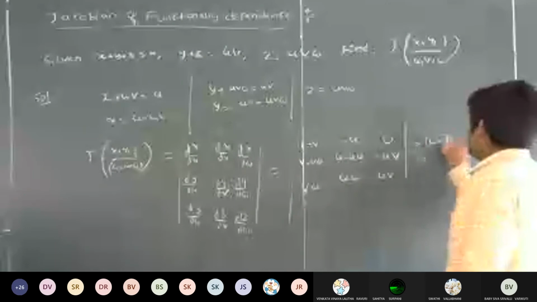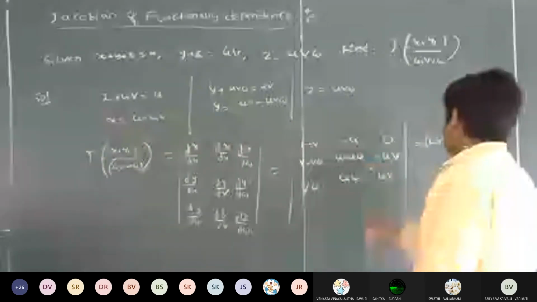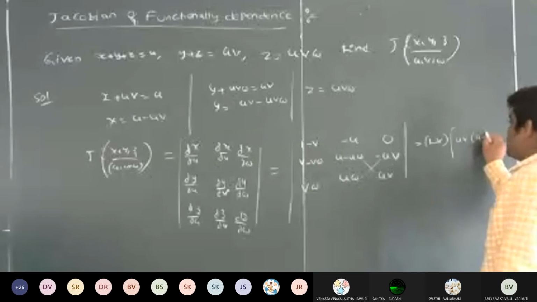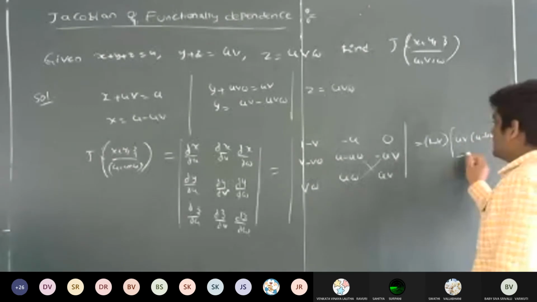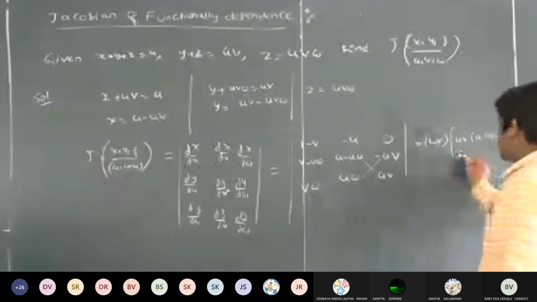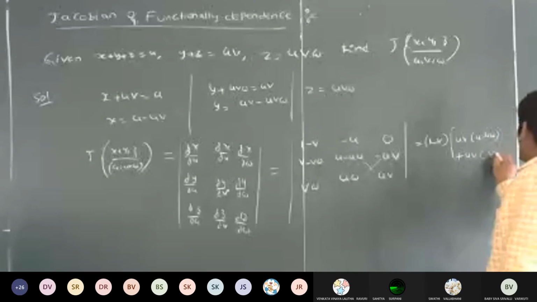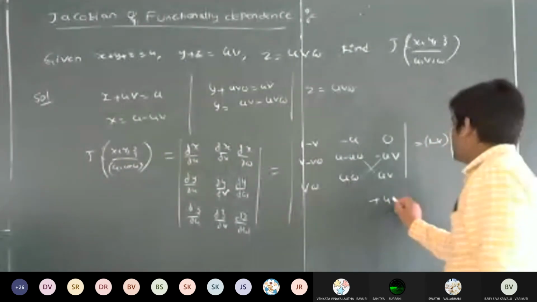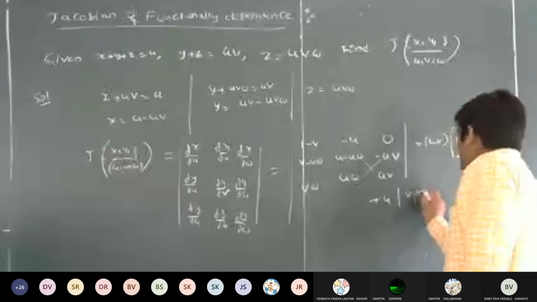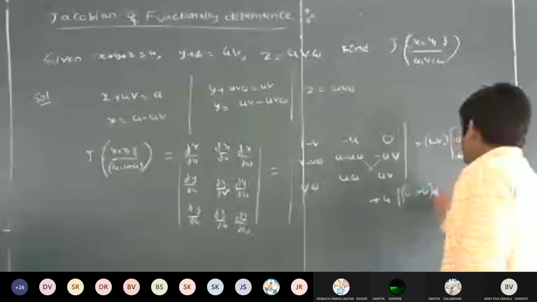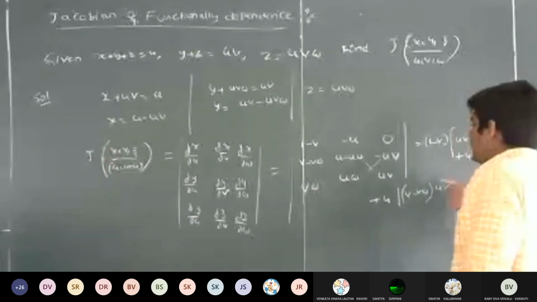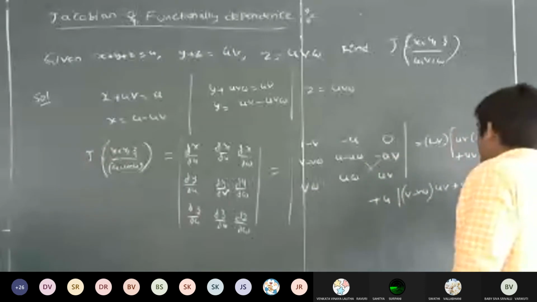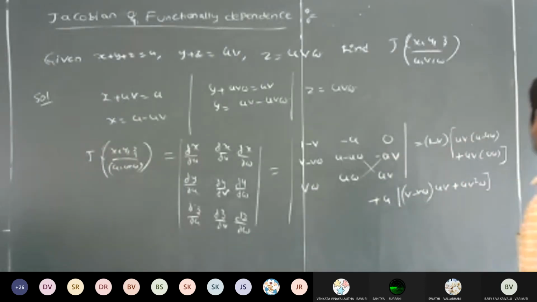So 1 minus v into, take the determinant of the cofactor matrix, right? So this is uv into u minus uw, minus of minus is plus uv into uw. Next one, plus u into, so v minus vw into uv. Minus into minus is plus. So this is u v square w. So next one is 0.